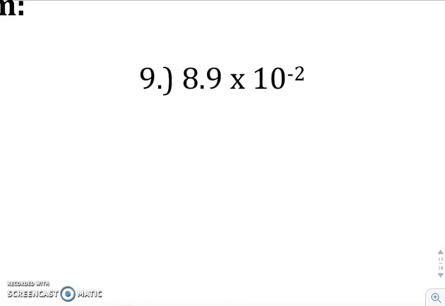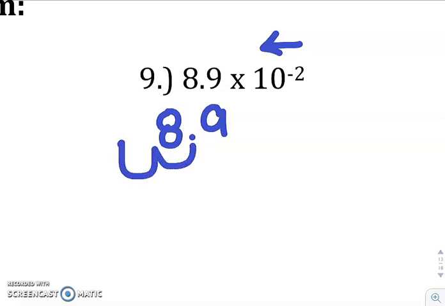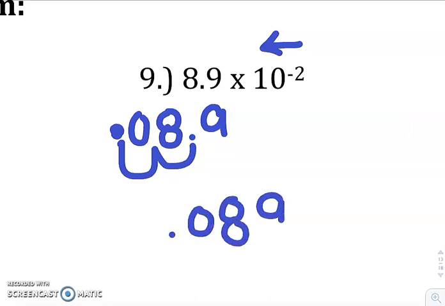Negative exponent, like number 9, we're going to move it to the left. So if it helps to rewrite it, go ahead. We're going to move this decimal place 2 spaces, put it right there, and that means we need 1 zero in there. So 0.089.